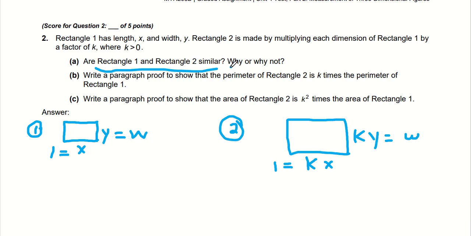We want to know if rectangle 1 and rectangle 2 are similar. And we can say yes, they are similar, but we need to say why. Each of the angles in a rectangle are 90-degree angles. So all of the angles in the rectangle are congruent.